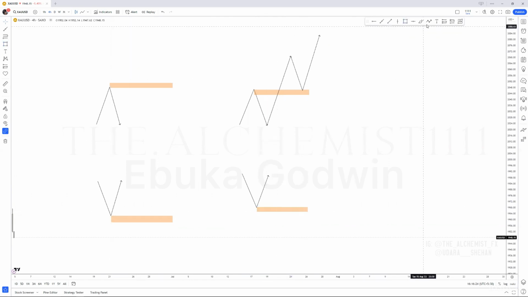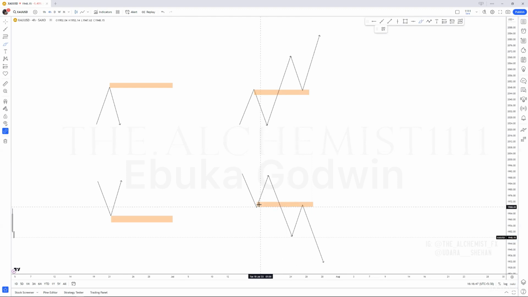Now, what if the V is broken? What if this gets broken? Once a support is broken, remember, it'll turn into a resistance like this. We could call it a resistance. And so we call this SBR. The names aren't necessary. As long as you understand the logic behind it, it's more than enough.